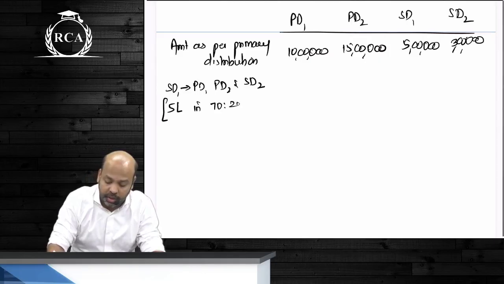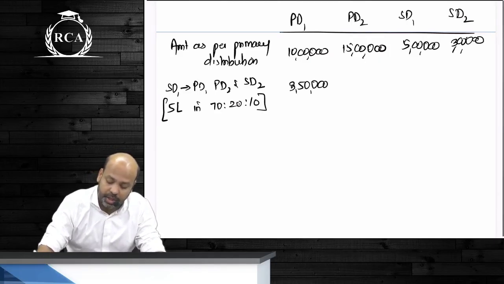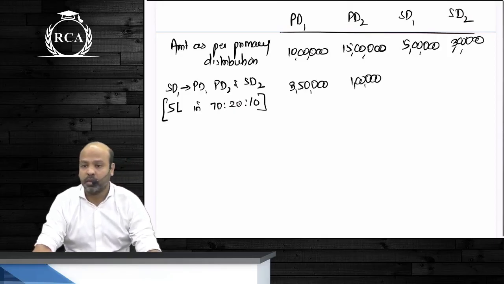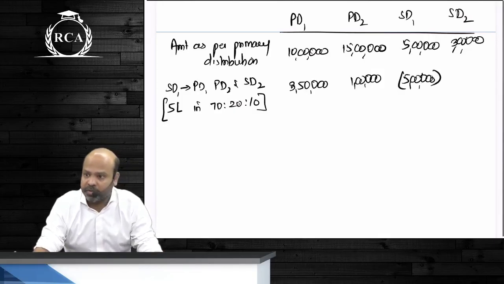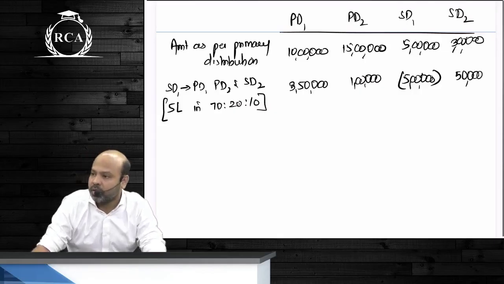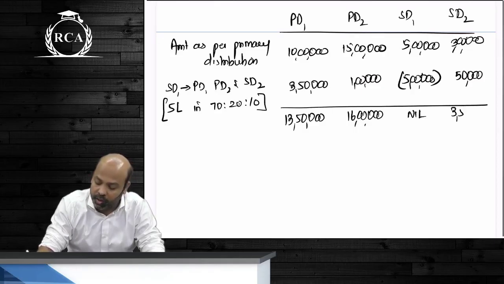70, 20, 10. 70% of that beta, that is 3,50,000 will go to PD1. 20% of that, which is 1 lakh, will go to PD2. यहाँ पे I'll write negative 5 lakhs, and 10% of that amount beta, which is 50,000, will go to SD2. Are we understanding this? The sum total of all of this beta is 13 lakh 50, 16 lakhs, nil, and 3 lakh 50,000.